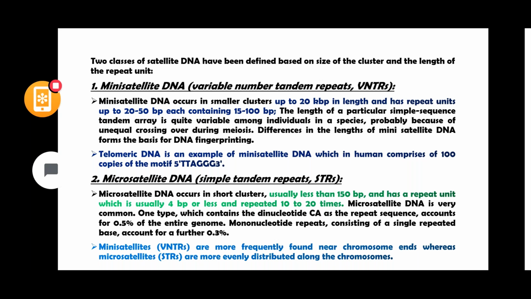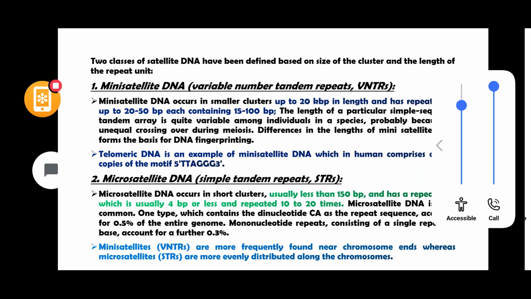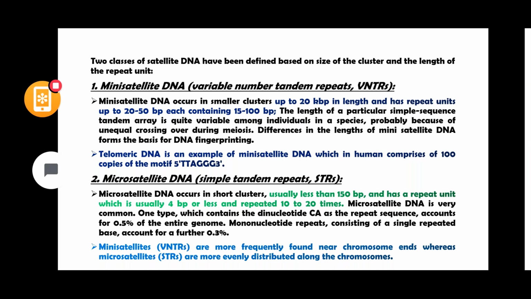So microsatellite DNA is very common because it is present throughout the chromosome. It is evenly distributed throughout the chromosome. For example, in the human genome, CA is the dinucleotide repeated most often, present in about 0.5% of the whole sequence. Likewise, a mononucleotide sequence is present in about 0.3% of the whole genome sequence.